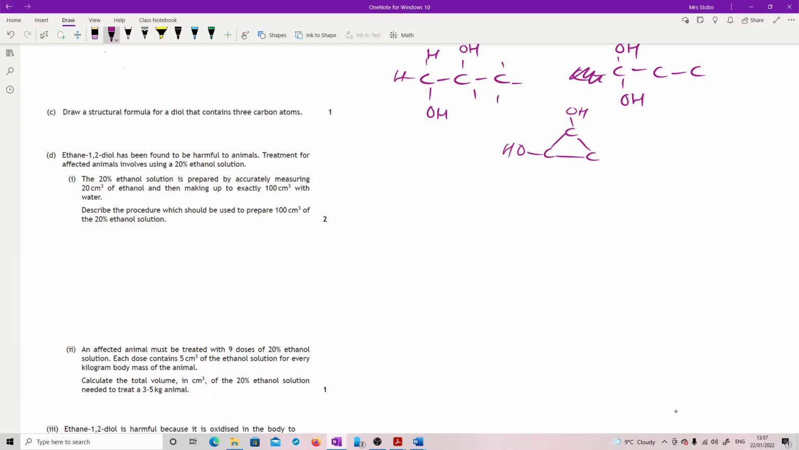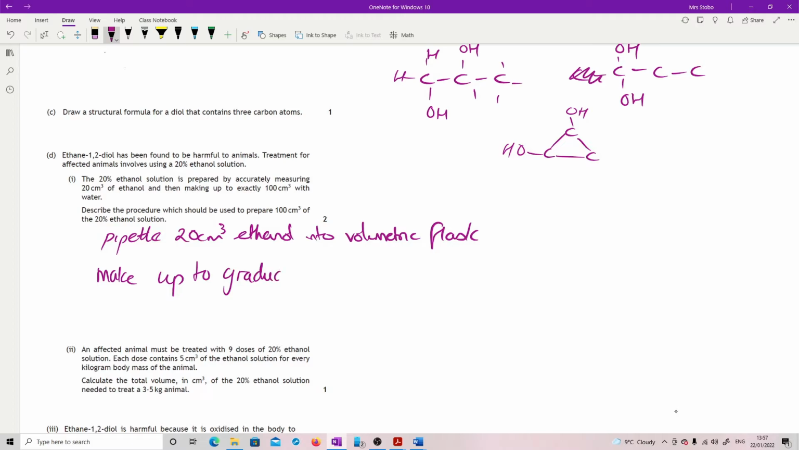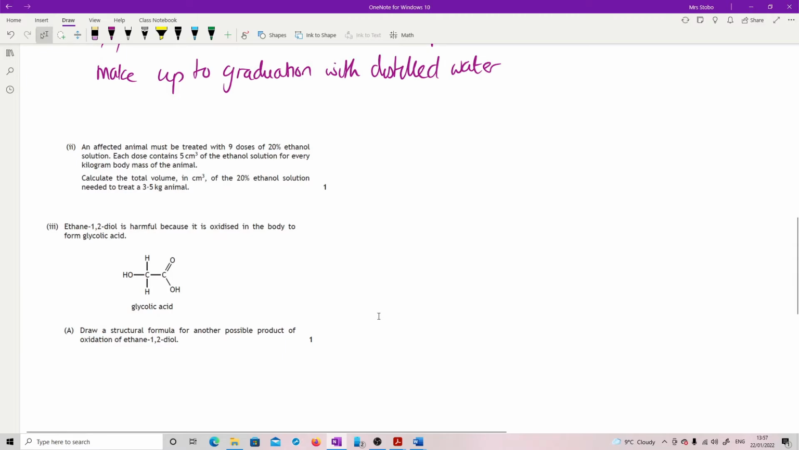Okay, so it's a liquid. So to get an accurate one, you're going to take a pipette, 20 cm³ of your ethanol into a volumetric flask, and then you're going to make up to the graduation mark with distilled water. Okay. And that's it.